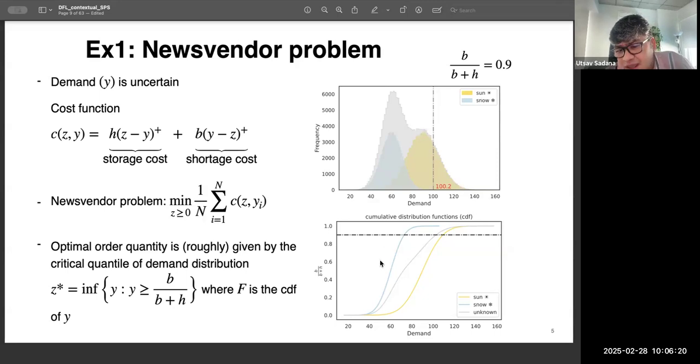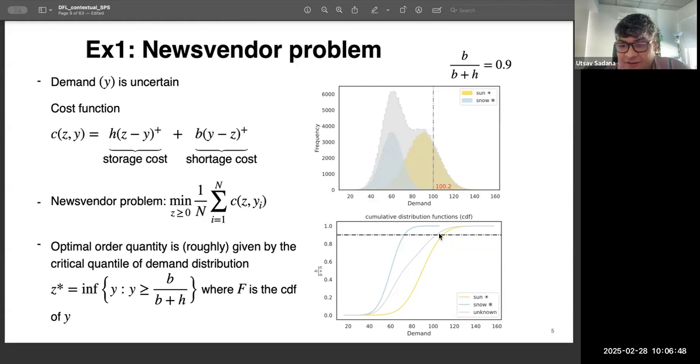Now, you can also look at this through this CDF, the cumulative distribution function. You can see that the cumulative distribution function has shifted to the right if it is sunny, while it is shifted to the left if it is snowy. So you would want to order more when it is sunny, while if it is snowy, you want to order less, right? So basically, this information about the weather helps us to make better decisions.